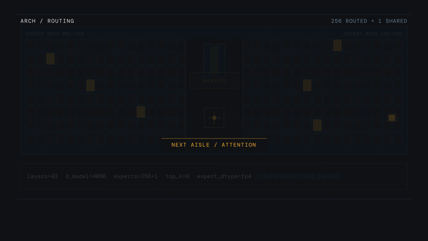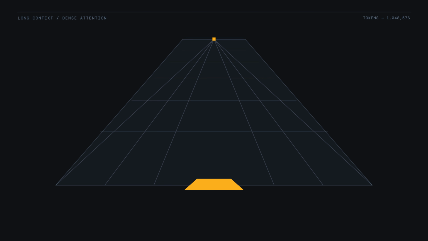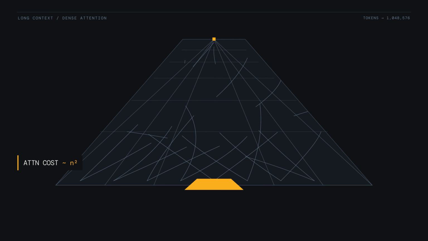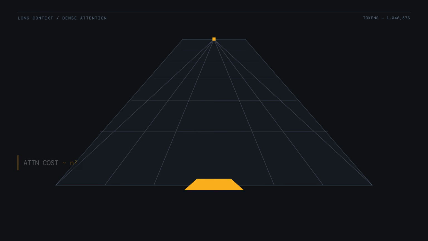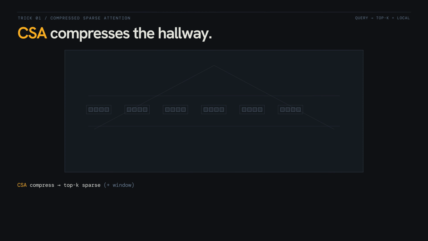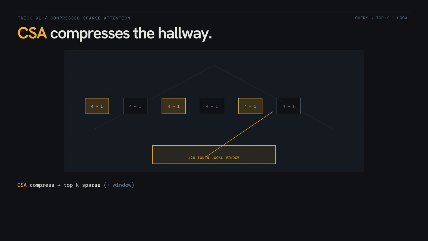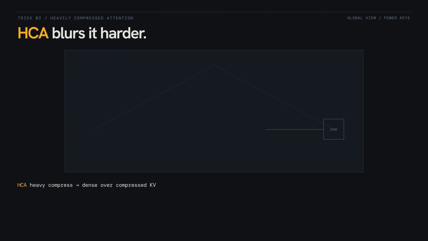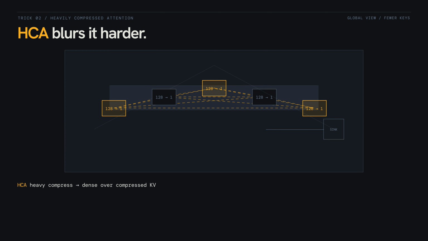But the real headline is attention. Vanilla attention hates long sequences. Cost goes quadratic. You want a million token context and long chain of thought? Your GPU bill becomes a lifestyle. V4 interleaves two tricks. Compressed sparse attention: squeeze every few tokens into one KV entry, then only look at the top-K compressed blocks. Think, summarize the hallway, then only walk into the rooms that matter. Heavily compressed attention: same idea but more aggressive compression, dense over the compressed keys. Think, blur the hallway harder, still see the whole building.